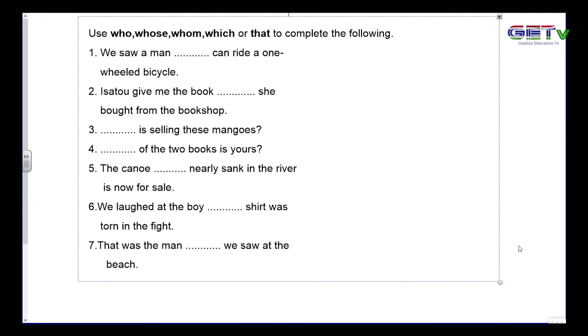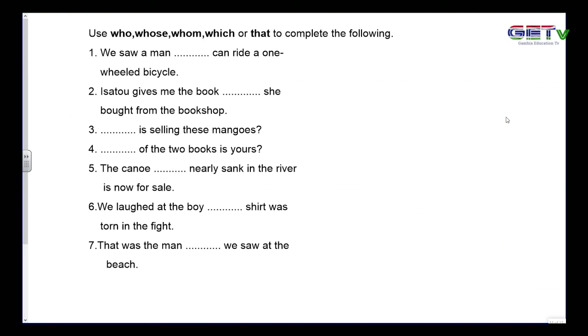I said to give me the book that she bought from the bookshop. Number 2: I said to give me the book that she bought from the bookshop. What can we put here? Who, whose, whom, which, or that.